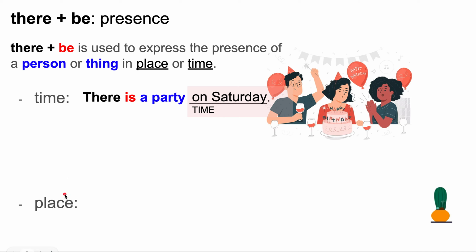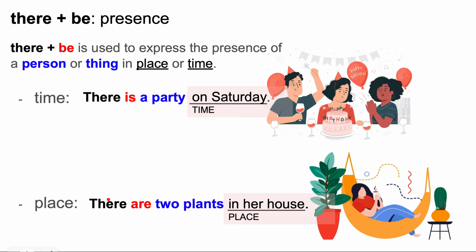Let's look at an example for place. There are two plants in her house. Here the place is in her house. So you can see that there plus be is used to express the presence of a person or thing in place or time. Time, there is a party on Saturday. Place, there are two plants in her house.